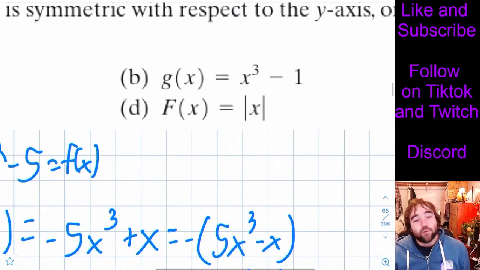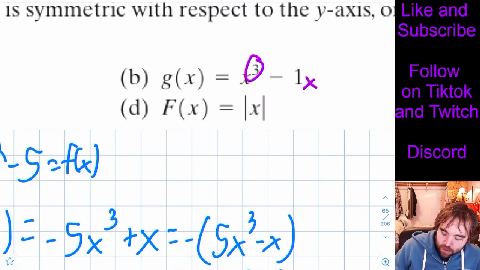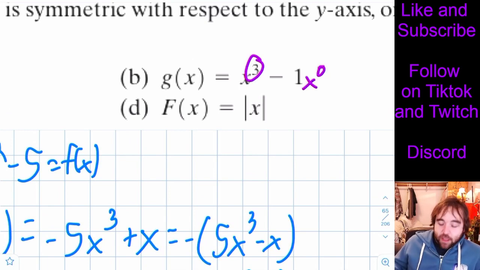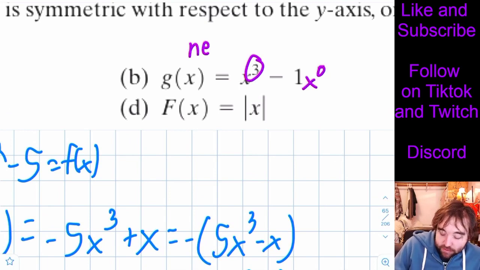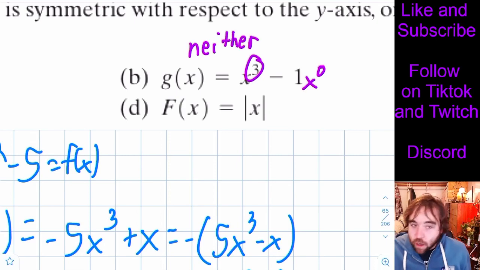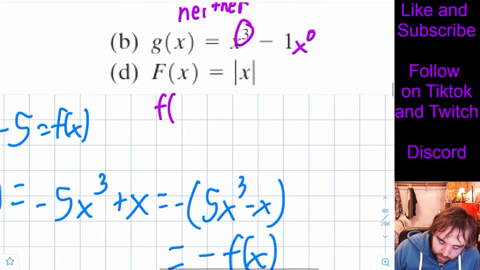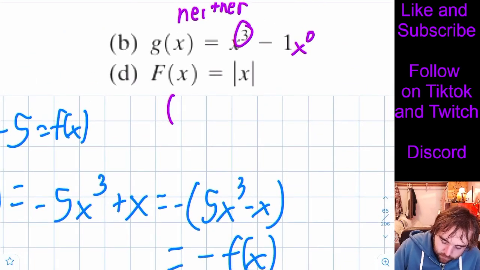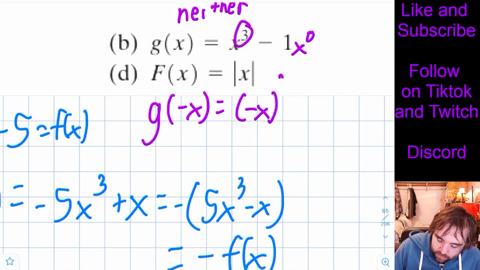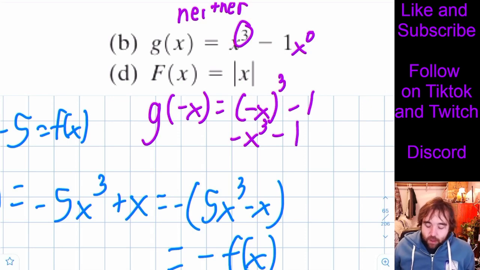And then when you come over to one like b, here one of the powers is odd, the other power is even. And so that actually tells us right there, the powers aren't all even, and the powers aren't all odd. So it's neither. And if we plug it in, we should be able to see that. If we find, I guess that's g of negative x, we would have negative x cubed minus 1. So the negative would stay there. It'd be negative x cubed minus 1.